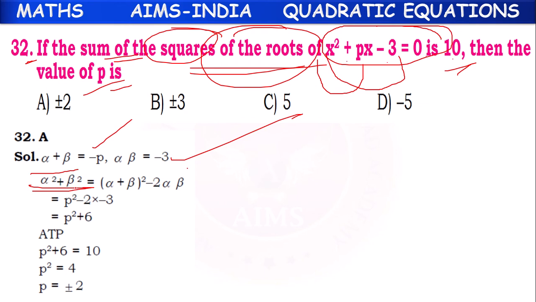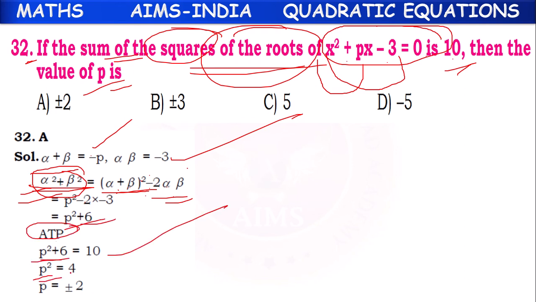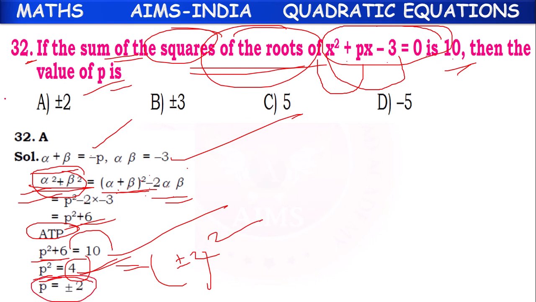Means alpha square plus beta square, this sum equal to 10. But according to the formula, we have a formula for this: alpha plus beta whole square minus 2 alpha beta. In the place of alpha plus beta, we can keep minus p. Minus p whole square equal to p square. Minus 2 into minus 3, which is equal to plus 6. But this is equal to 10. P square equal to 10 minus 6 equal to 4. Or 4 can be written as plus or minus 2 whole square. Square and square cancel. P value equal to plus or minus 2. Option A is correct.